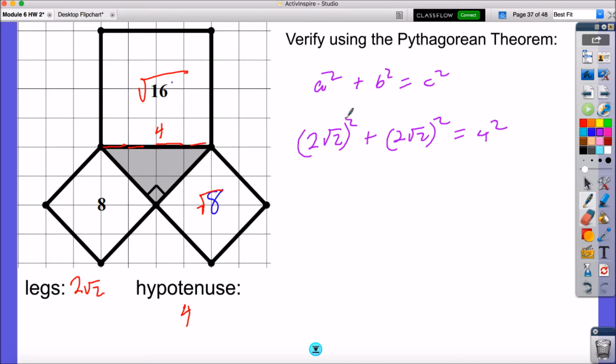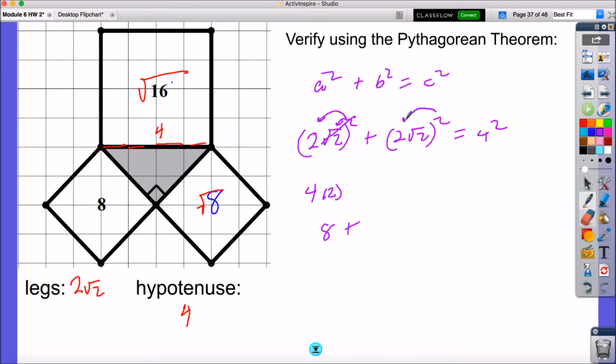Now remember, when we distribute the exponent, we distribute it to both this number and the radical. So 2 to the second power is 4. Radical 2 times radical 2, the 2 and the radical cancel, so that's 2. And 4 times 2 is 8.